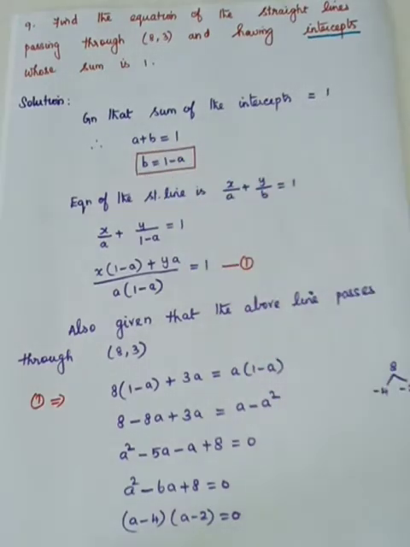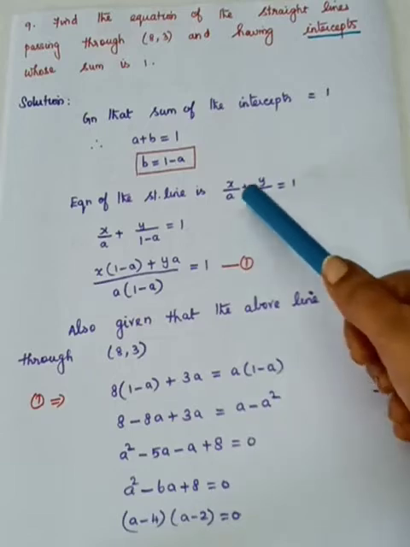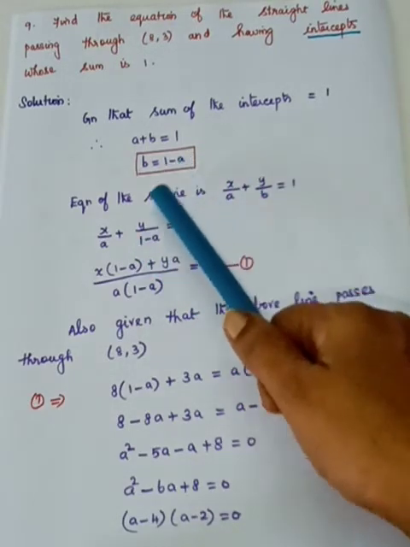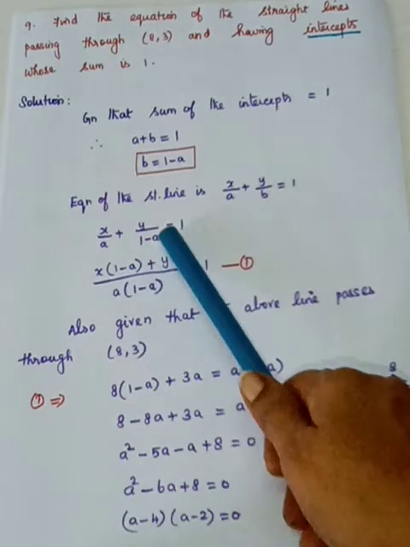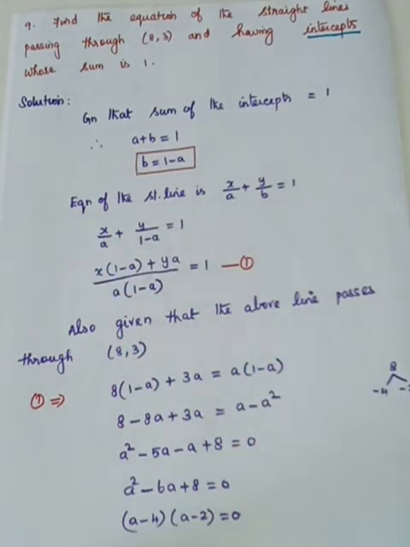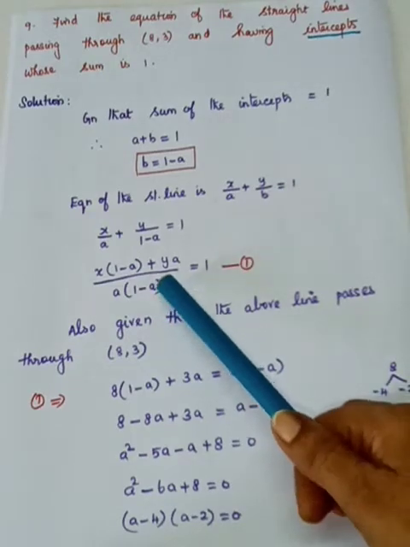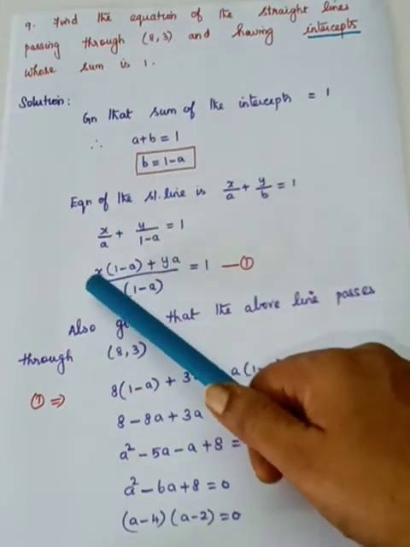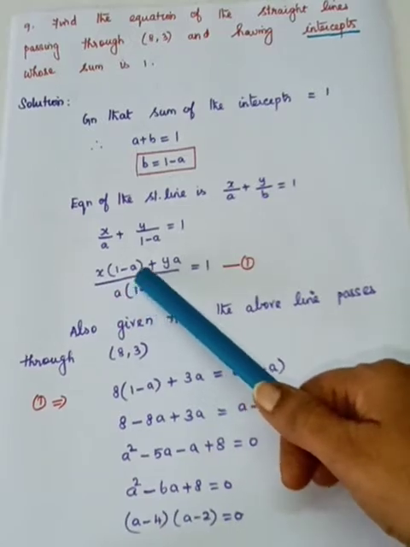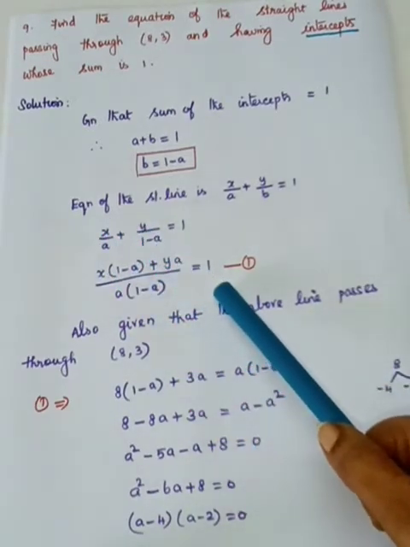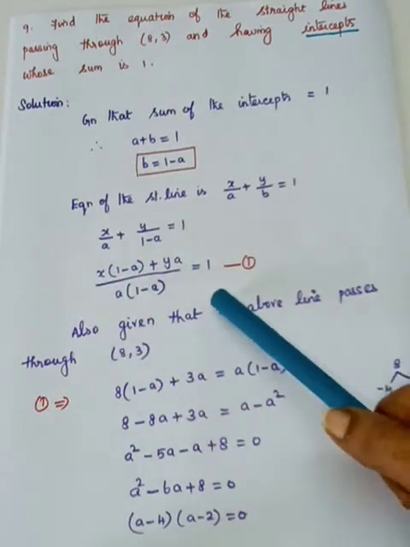If the intercept is involved, we have to take the equation of the straight line in the form x by a plus y by b is equal to 1. So in the place of b you have to substitute 1 minus a and take LCM. The LCM is a into (1 minus a). So you have to cross multiply. So x into (1 minus a) plus y into a is equal to a into (1 minus a). So this is the straight line.